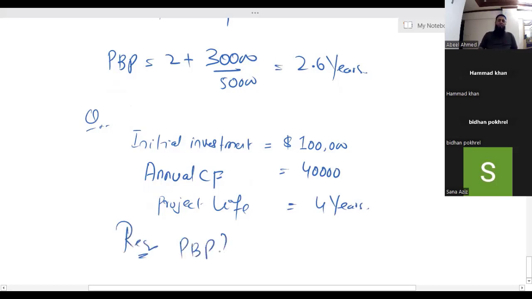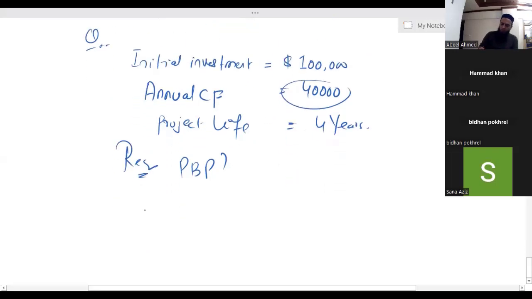Number one, if nothing is mentioned and the examiner is asking you to calculate payback, then it has to be a simple payback. Repeat: if the examiner is asking you to calculate payback period and nothing is mentioned, it will always be a simple payback period. Other thing, if you have been given annuity cash flow, look at this, annual cash flow is 40,000. If every year you are getting 40,000, that is an annuity cash flow. Whenever you are calculating simple payback period and the given cash flows are annuity cash flows, then you will be using the shortcut.